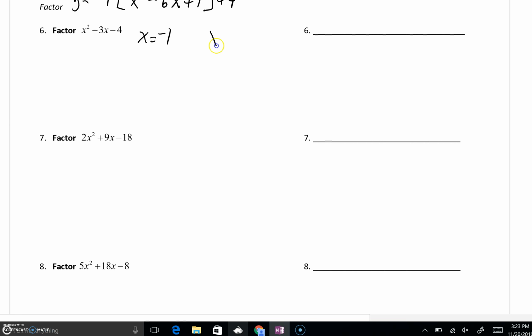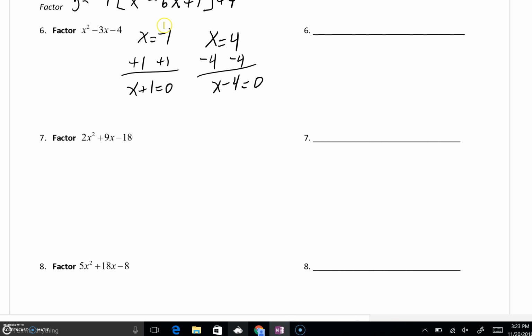But we're not done. What we do is we try to get 0 on that right side. So I'll add a 1. Add the opposite. We'd have x plus 1 would equal 0. For this other one, I will minus 4. And I'll have x minus 4 equals 0.